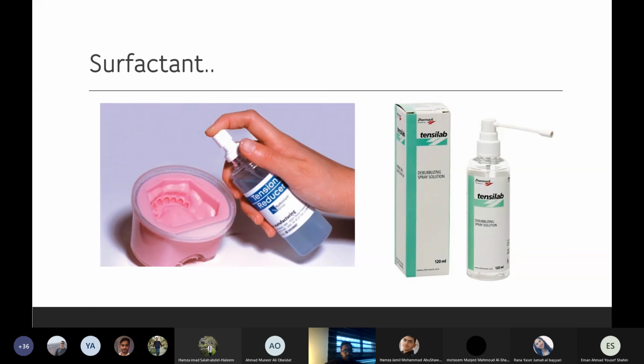Surfactant, we already mentioned that we prefer a hydrophilic material when we pour our impression and when we take our impression. But when we have a hydrophobic material, such as the synthetic elastics, which we will talk about in a bit, when we take our impression, we use the surfactant to reduce.